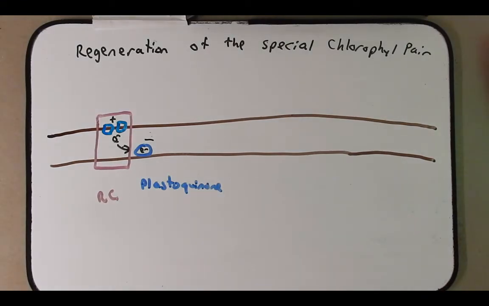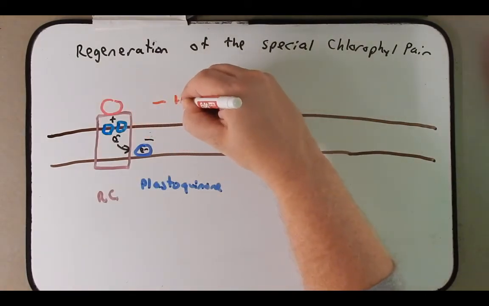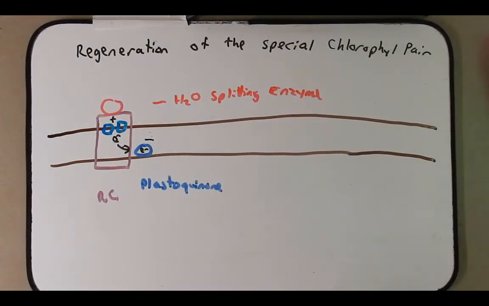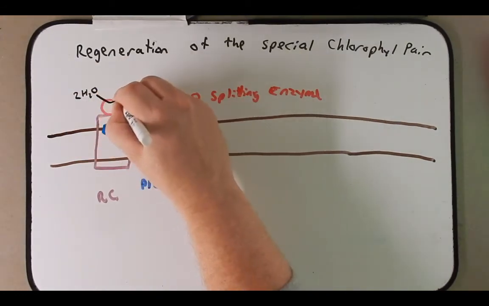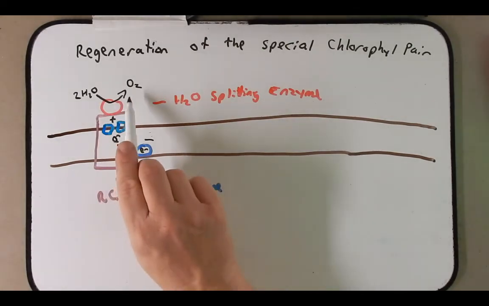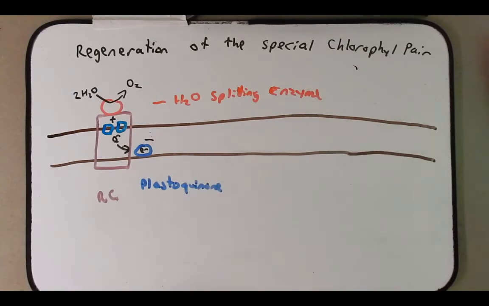And the way it's going to do this is it's going to use an enzyme here that I'm going to call simply just a water splitting enzyme. And what it will do, as you might have guessed from the name of it, it's going to take two water molecules and it's going to generate oxygen. So remember, in our equation for photosynthesis, we're generating oxygen, and this is where we're generating the oxygen. And the reason the oxygen is being regenerated is just to recycle this special chlorophyll pair.